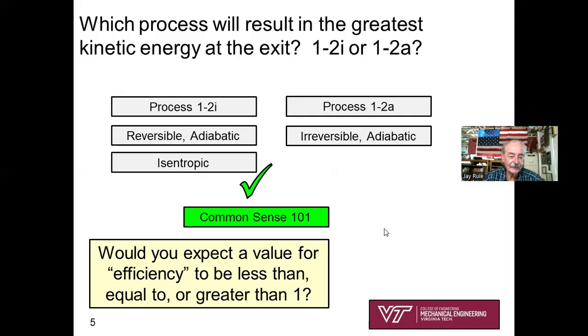Common sense tells you that the best kinetic energy is going to be the reversible adiabatic nozzle, and this leads you to being able to define nozzle efficiency, because you know that it's got to be less than 100%. It's got to be less than 1.0. That now is common sense for you. So I hope that you can come up with a conceptual definition of nozzle efficiency. And so here's our definition.